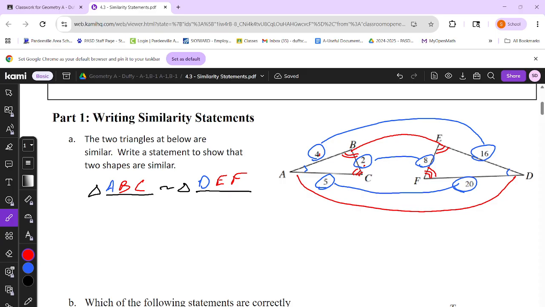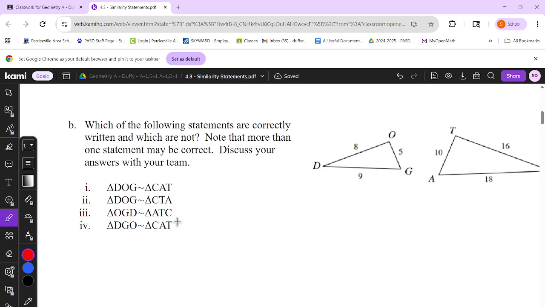Moving on. I want you guys with your team to stop the video and determine which of these would actually work.